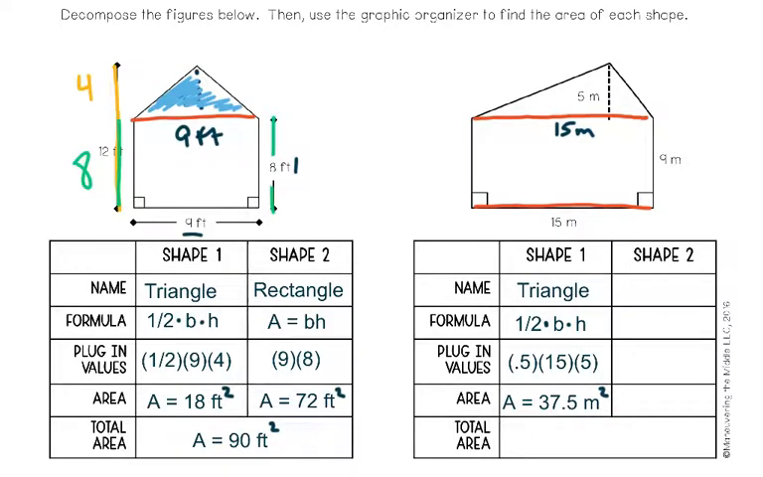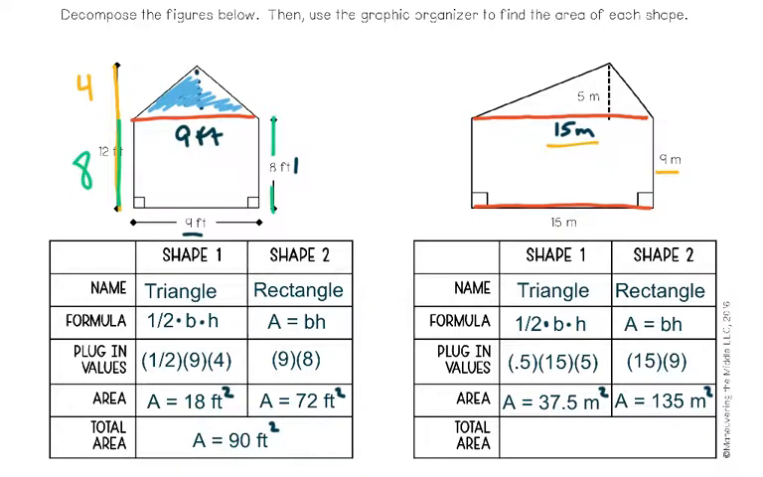Now let's move on to our next shape. I can see that this is a rectangle because it's got right angles. It's got two sets of matching sides. So this is a rectangle or a parallelogram. So you're going to use the formula base times height or length times width. So I'm going to multiply 15 and 9 because I know that this is the length, this is the width. That's going to give me a total area of 135 square meters for the area of the rectangle.